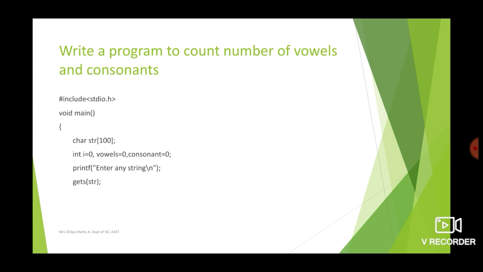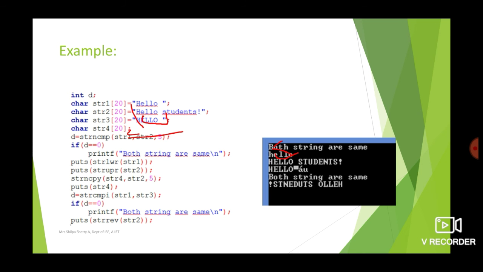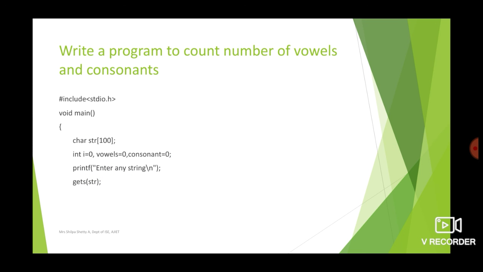So next, we have a program to count the number of vowels and consonants. It's a very simple program, and students, you all know what we mean by vowels. The characters A, E, I, O, U from the set of alphabets are called vowels. I repeat, A, E, I, O, U. And the remaining characters other than vowels are called consonants. So from this program you have to count the number of consonants and vowels from a given string.